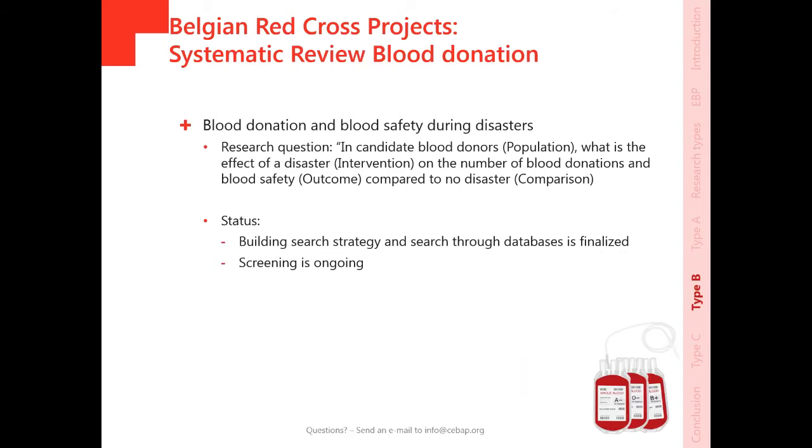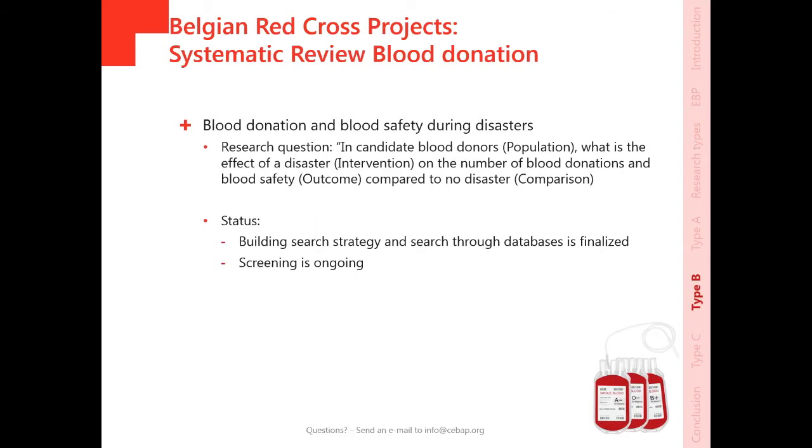Another project that has just recently started wants to know what the impact is of a disaster on the number of blood donations and blood safety compared to no disaster. Very often when disaster hits, people want to help, and usually we see an increase in the number of people who come to donate blood. However, blood safety is a very important parameter to take into account, and we are suspicious about the fact that all of these new donors are safe, and it's possible that some of these new donors have a higher risk of transfusion transmittable diseases. And this is what we want to figure out with this new systematic review.